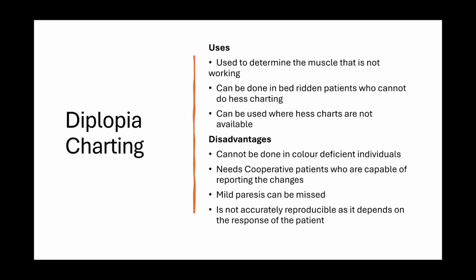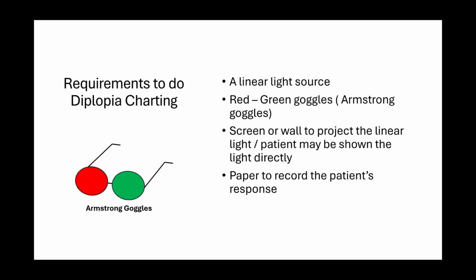So, what are the disadvantages? It cannot be done in a color deficient individual. It needs cooperative patients who are capable of reporting the changes. Mild paresis can be missed. Cannot be accurately reproduced every time because the patient's response might differ on different occasions. So, it is not very accurate when done repeatedly.